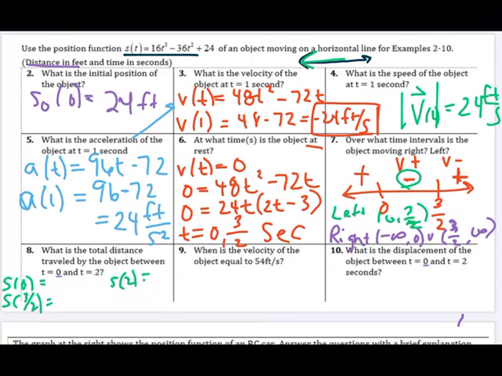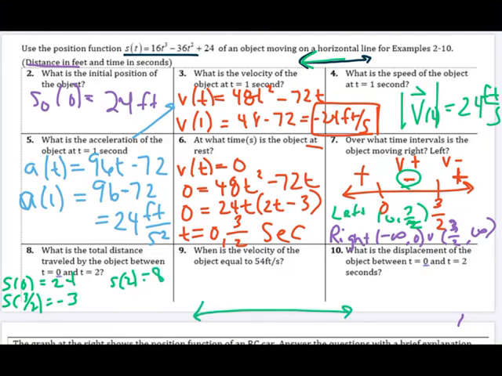Let's clean that up a little bit. So plugging 0 into the position function, I get 24. Plugging 3 over 2 into the position function, I get -3. And you can check that. Plugging 2 into the position function, I get 8.